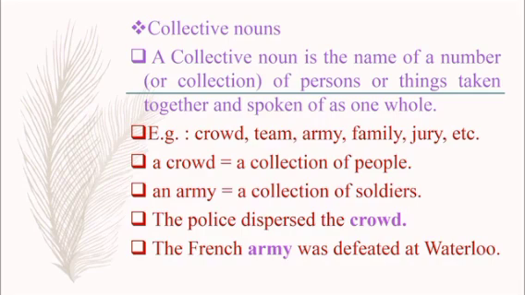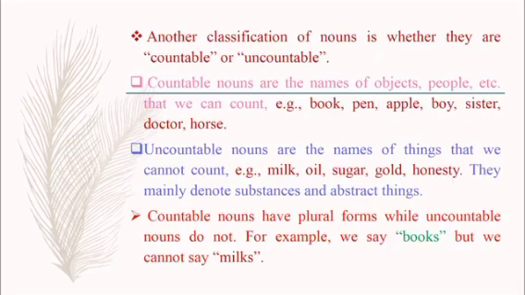Example sentences: The police dispersed the crowd. The French army was defeated at Waterloo. Another classification of nouns is whether they are countable or uncountable. Countable nouns are the names of objects, people, etc.